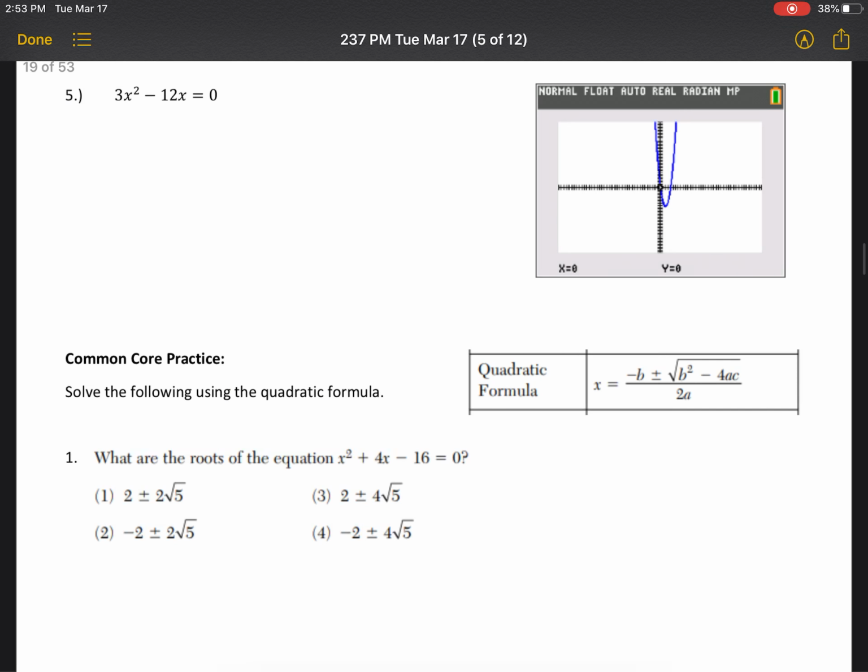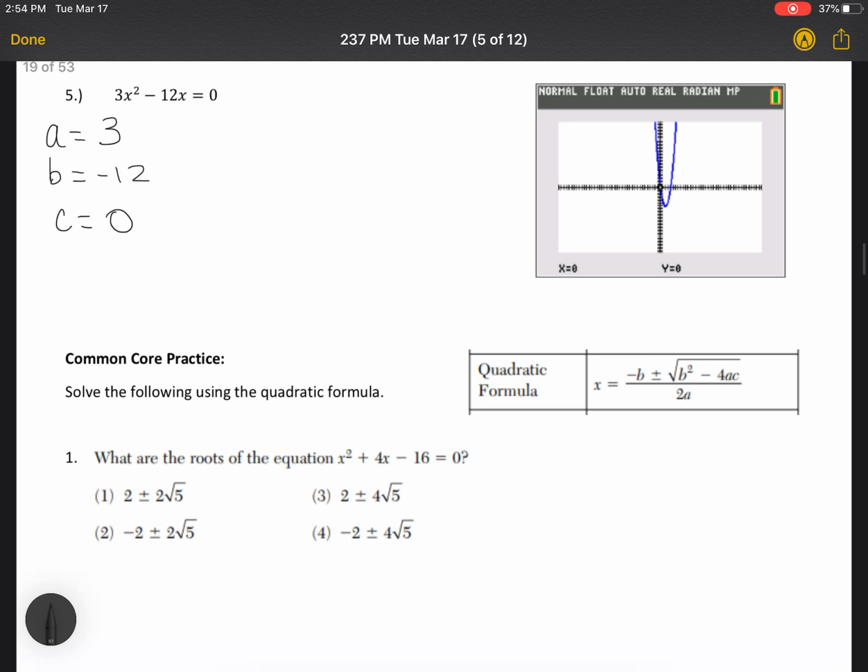I'm going to leave number 5 for you to try. Actually, I lied, because it's just a little bit different. 3x squared minus 12x equals 0. This is in standard form, but notice that we don't have a constant here. That's okay. We're still going to fill in our a as 3. Our b in front of x is negative 12. And since there's no constant here, c is just going to be 0. So I'm going to leave the rest of that one for you to plug into the quadratic formula. Try that one on your own and then check the answer key, posted on Schoology.